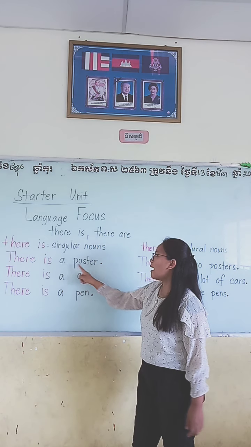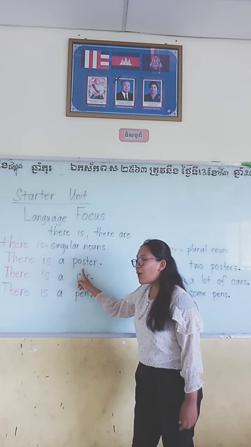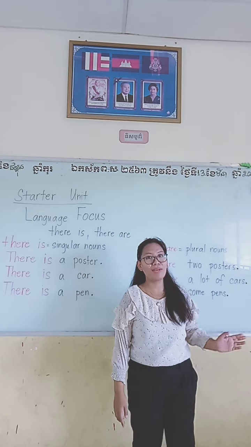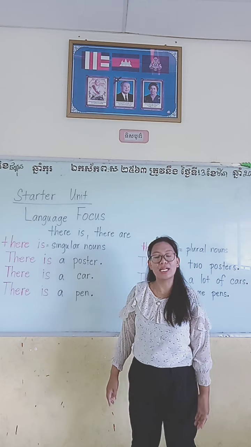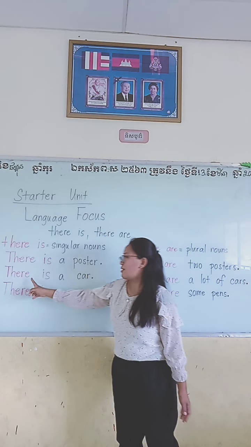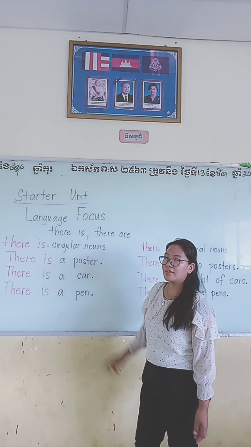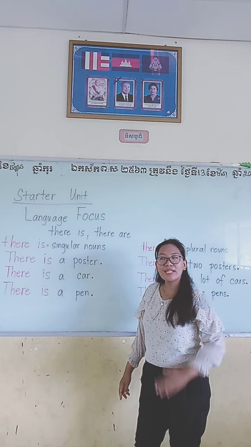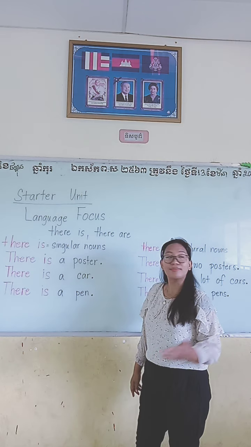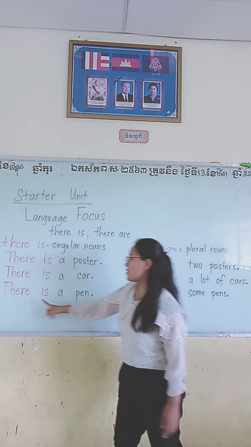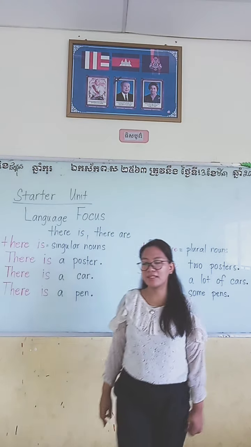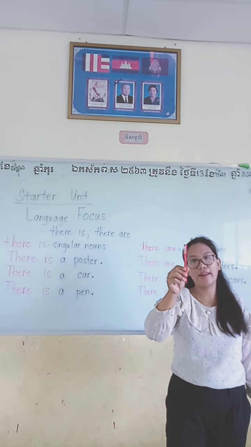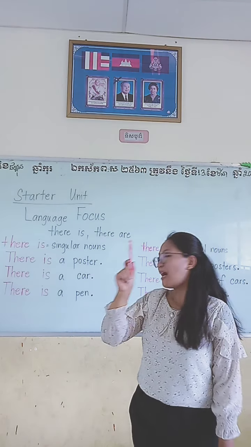There is a poster. We see many posters around our classrooms. Okay. There is a car. You can see it maybe outside. Okay. There is a pen. Inside a classroom, there is a pen. So this is my pen, my red pen. This is a pen.